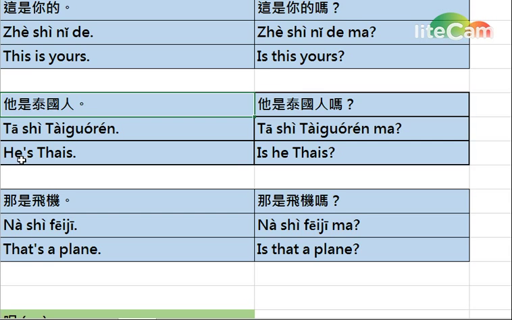And our second example, 他是泰国人. It means he is Thai. If you want to ask about his nationality, we can ask, is he Thai? So the question in Chinese is 他是泰国人吗？ We just add the ma at the back of the plain statement, so it can change into a yes-no question.